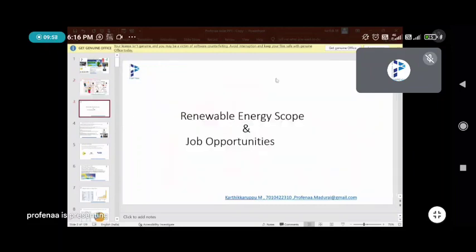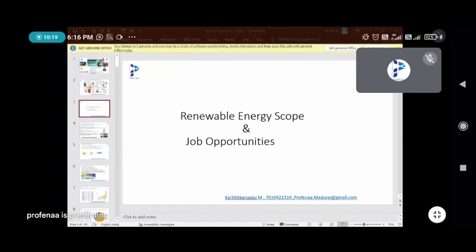What is the scope? We are going to see this, very important especially for this slide: what is the renewable energy scope and the job opportunity, whether it exists or not. I already explained MNRE. Who is MNRE? It is heading the solar. All the solar projects are controlled by MNRE. So what are the missions?